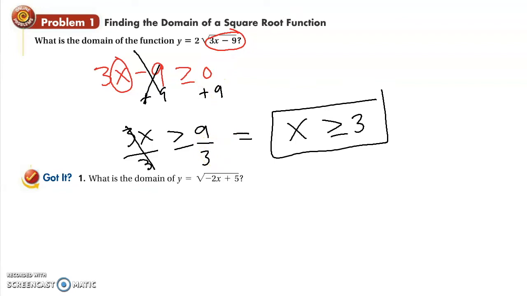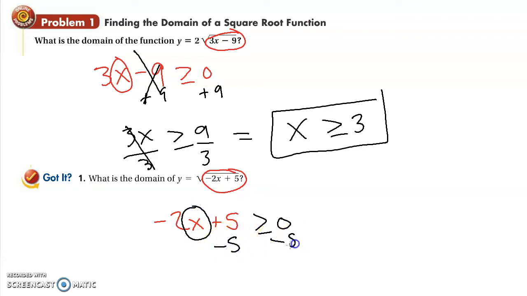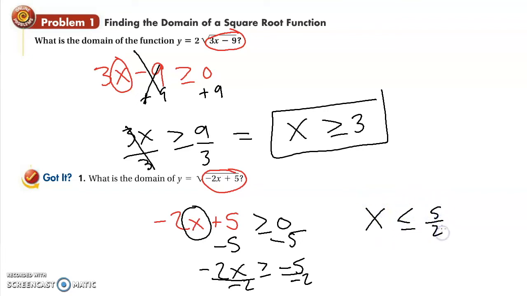So let's go ahead and do another example. Like this one right here, the radicand is just negative 2x plus 5. In order to find the domain, we're just going to set it greater than or equal to 0, and then we're going to go ahead and solve for x. I'm going to subtract 5 on both sides, negative 2x is greater than or equal to negative 5. Then you divide by negative 2 on both sides, and I get x is less than or equal to 5 over 2.